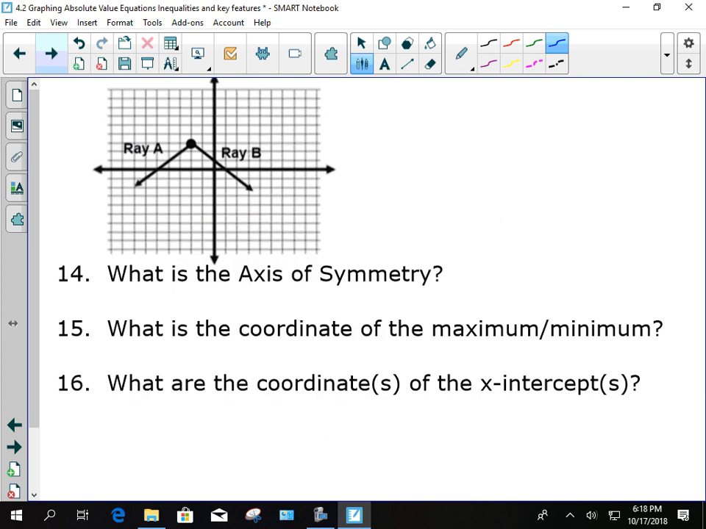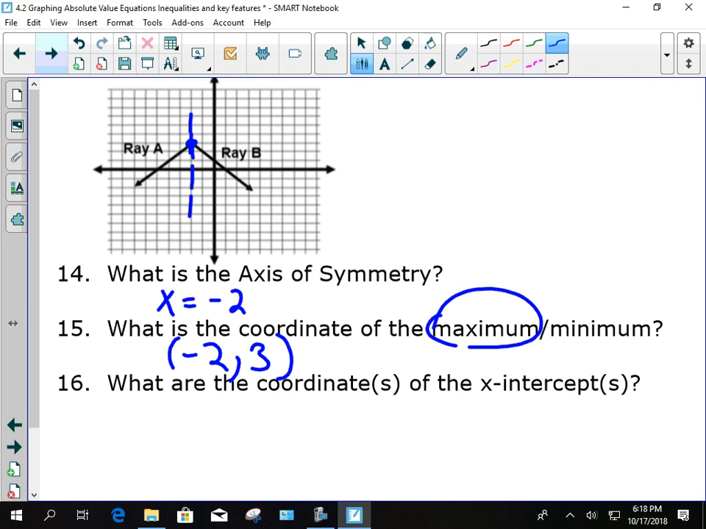What is my axis of symmetry? Well, that is at -2, so x equals -2. What is the coordinate? This is going to be a maximum, so your vertex is above. And the coordinate is at -2, comma 3.